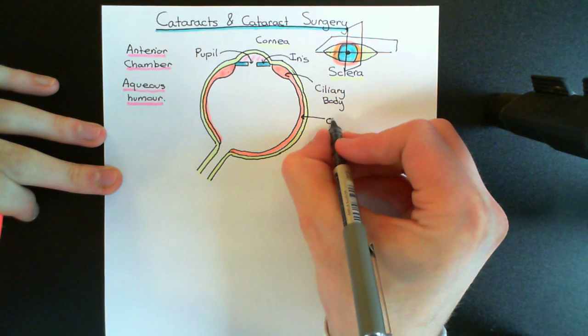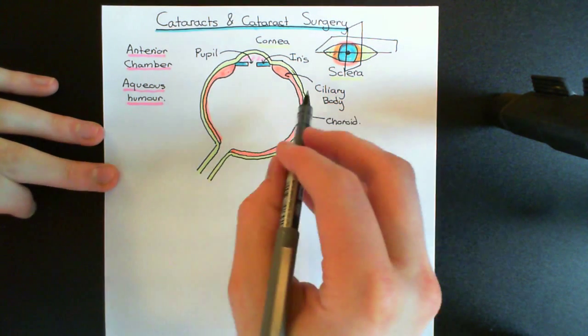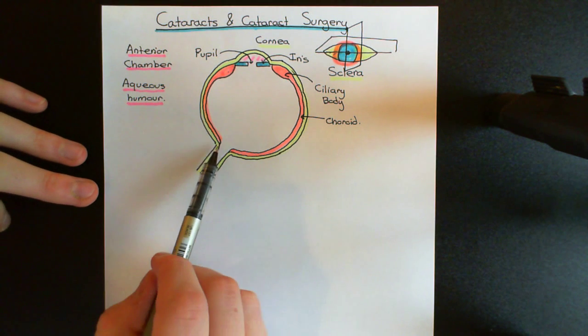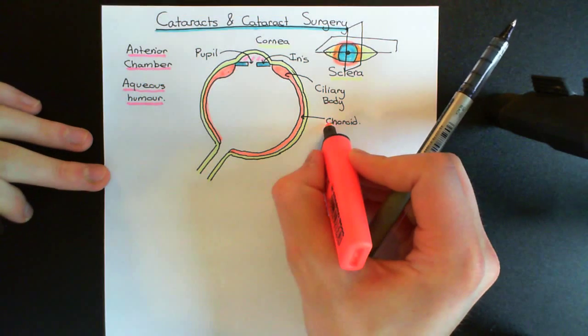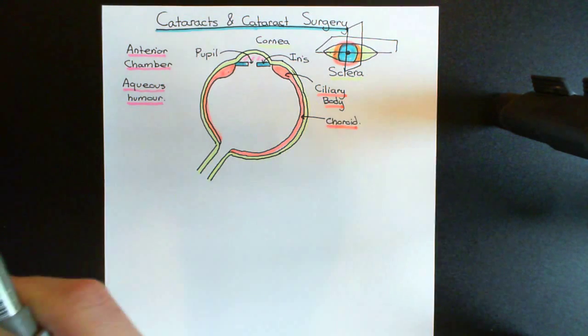And this layer here is the choroid layer of the wall of the eye, and that goes all the way around the wall of the eye here, except it doesn't go into this portion where you've got the optic nerve coming off, as I've shown in the picture. Okay, so now let's go back to the ciliary body.